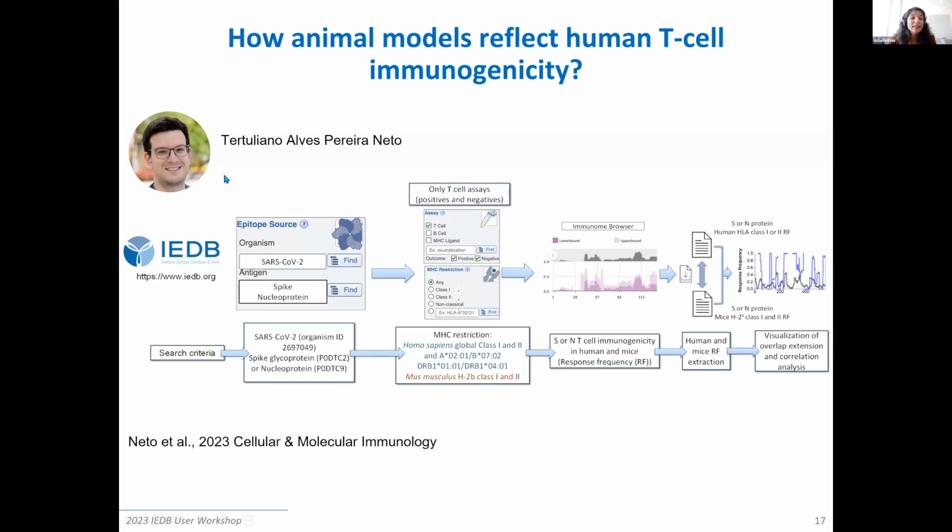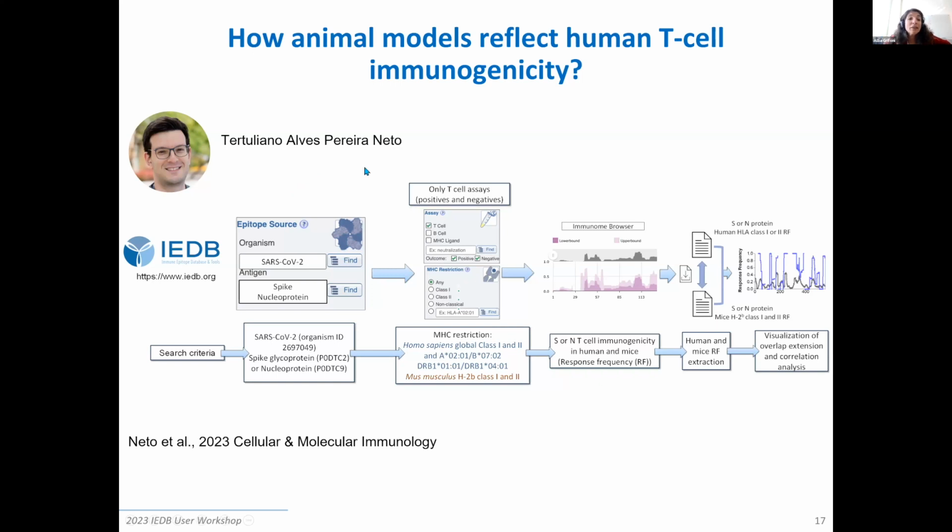This is a study that has been done by my postdoc, Tertulliano Pereira Neto. I would like to emphasize that when Tertulliano came to our lab, he was a pure experimentalist who had never used IEDB, and after a few months, he was able to generate this whole query pipeline, which was very impressive, but also suggests that you can do that too.